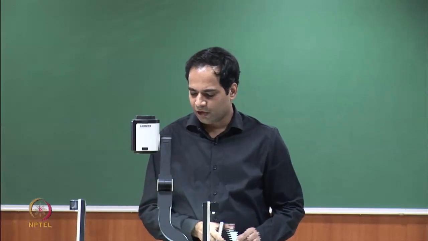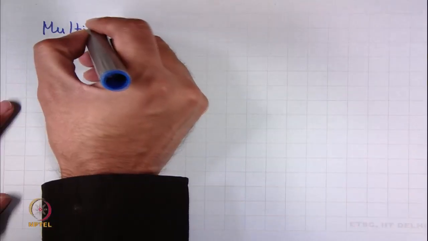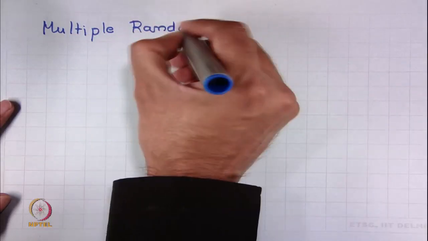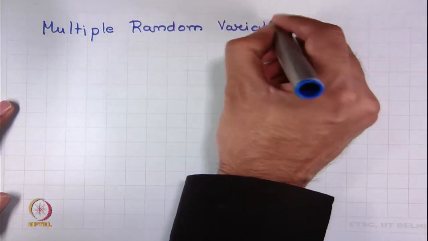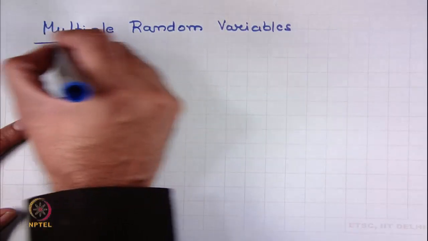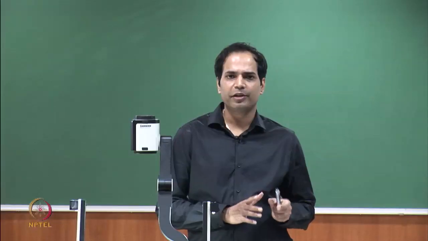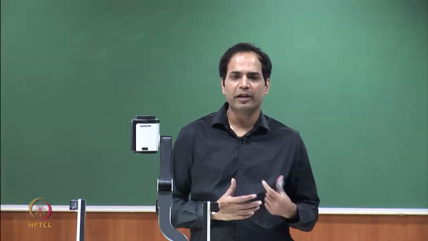So, let us now introduce the next concept of the day, and as I talked about, we will be thinking about multiple random variables. What we study under this topic is, up to now we were just concentrating on a single random variable. Now, the question is, what if I have more than one random variable?